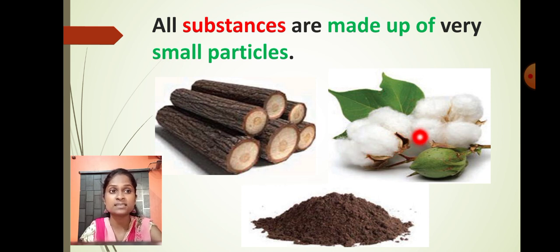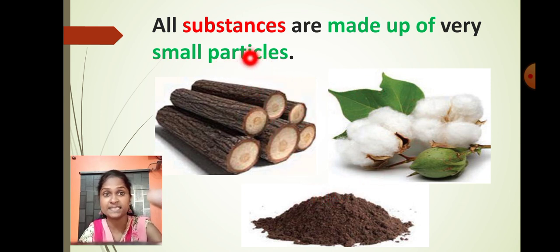What is this? Here you can see that white part. This white part is cotton. And what is this? It is soil. Are you getting my point? Basically, these substances are made up of very small particles. When many small particles come together, they form these substances.